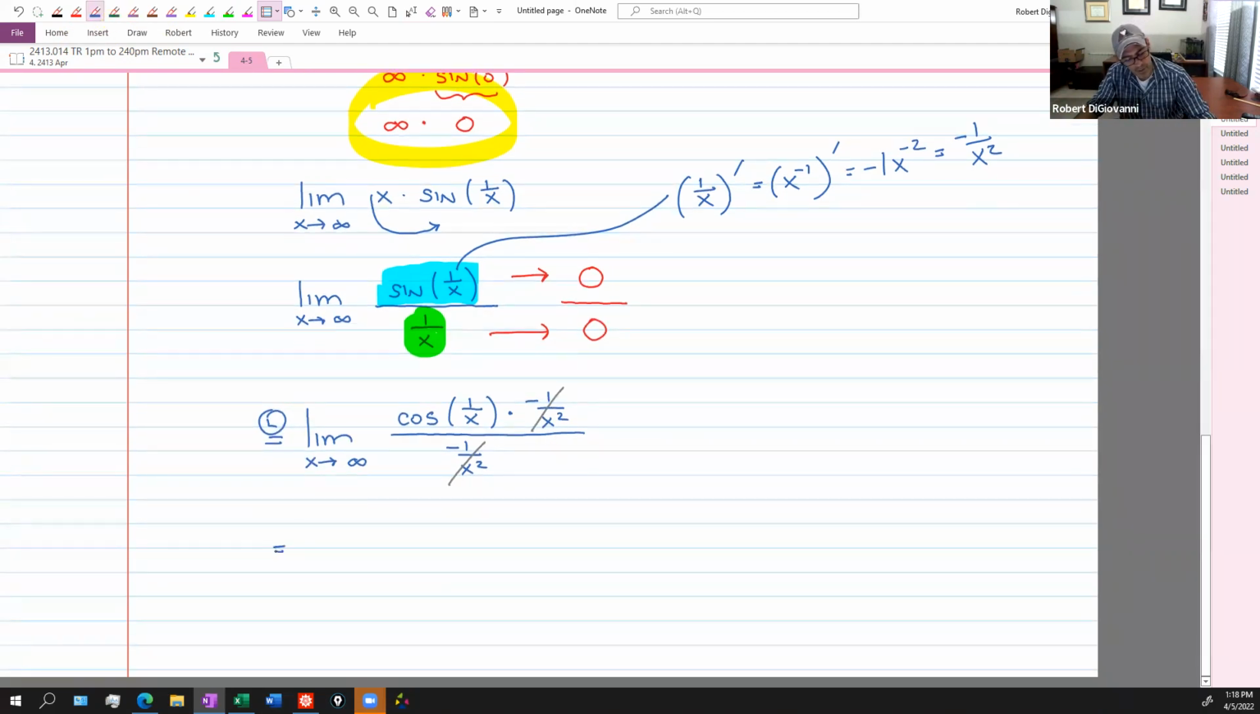And so what you're left with is the limit as x goes to infinity. The only thing left here is cosine of 1 over x. Now let x go to infinity. We know that 1 over infinity goes to 0. So this thing is headed to cosine of 0. Sine of 0 is 0. Cosine of 0 is 1.